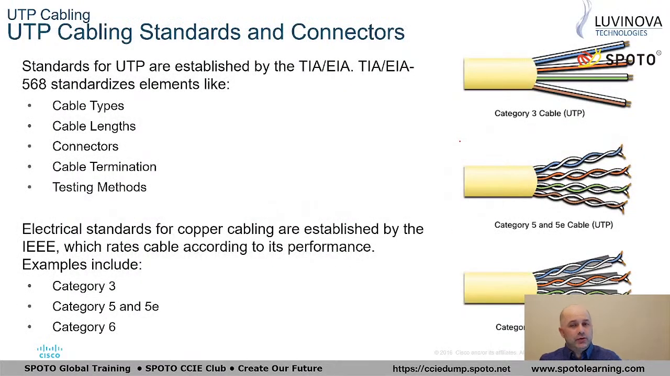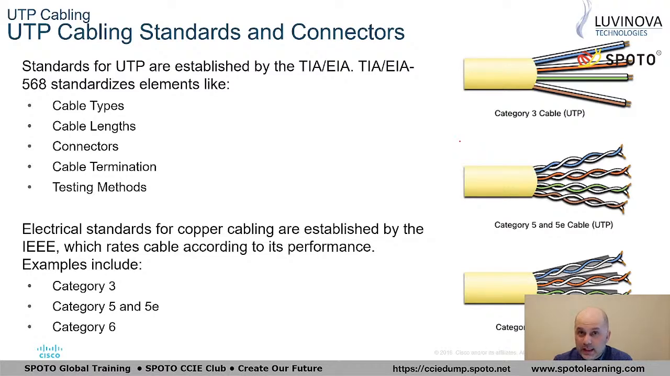By variation of those wires, you can create two types of cables, which we're going to talk about a little bit later. Standards for UTP are established by an organization, and there are standards for those cables: cable types, cable lengths, connectors, cable termination and testing methods. Every UTP cable has a category. The higher the category, the more beneficial the cable. What are the benefits of the cable?